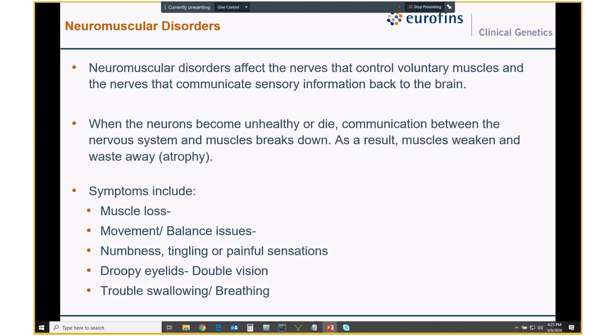Right. Before I get to neuromuscular disorders, I would quickly take a couple of minutes break. If there are any queries, questions or suggestions, please do feel free to go ahead.